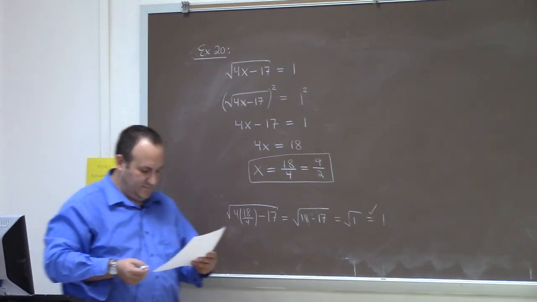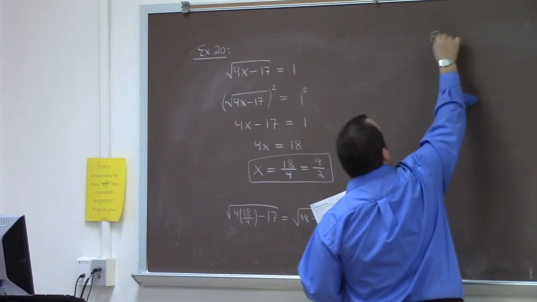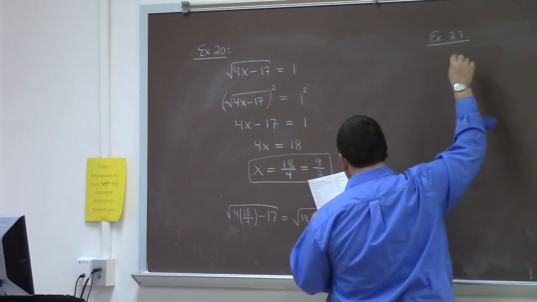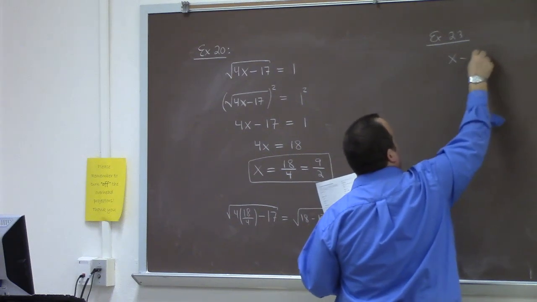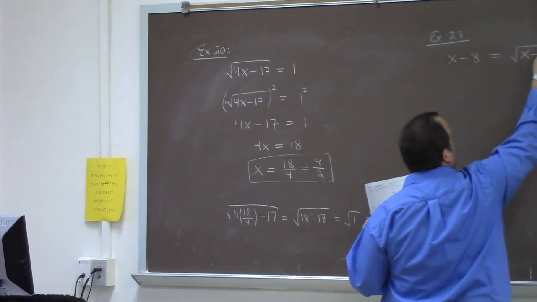Let's work one that's kind of worse. Exercise 23. Let's try this on for size. x minus 8 equals the square root of x minus 6. Can we solve this one?